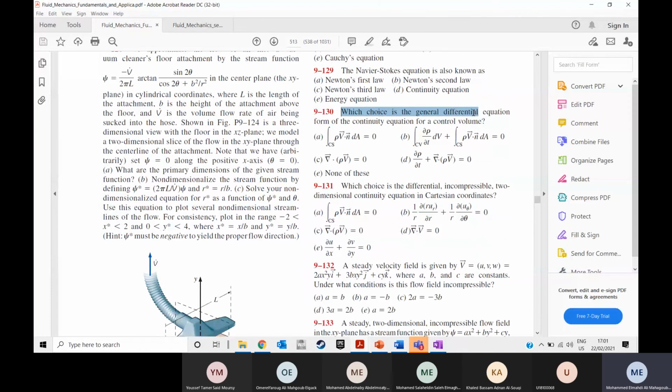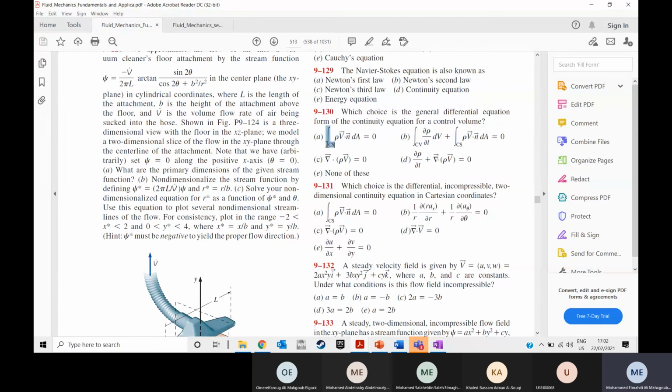Okay, which choice is the general differential equation form of the continuity equation for a control volume? Differential form, okay, for the continuity equation for a control volume. Which one is the general form? Not the compressible, not the incompressible, general form. This is it, the general form, differential one. This one, sorry, this one. Because this one is the integral form and this one also integral form.